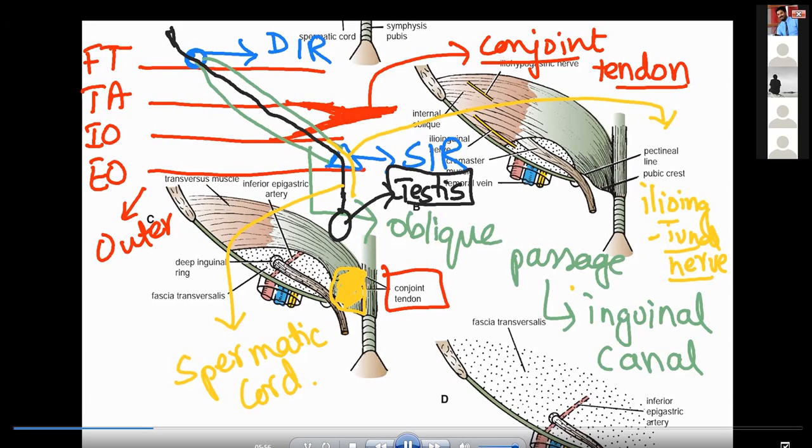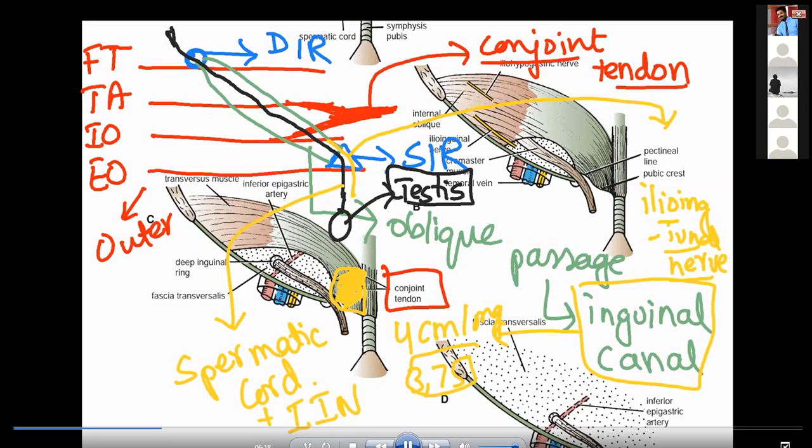And this inguinal canal, which is your oblique passage or pathway, is approximately 4 centimeter long. In some books 3.75 centimeter is also written. So it is approximately about 4 centimeter long. So it is passing the spermatic cord in the males, ilioinguinal nerve, and in the females it is the round ligament of uterus. Round ligament of uterus, again the ilioinguinal nerve.